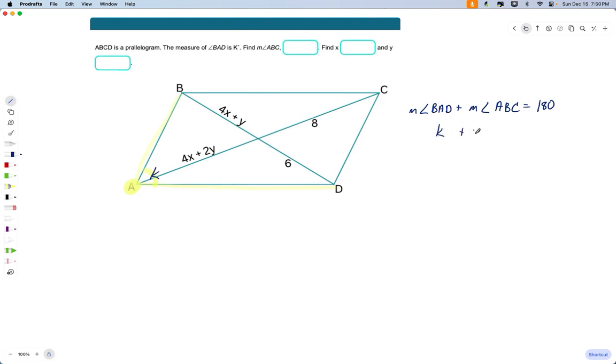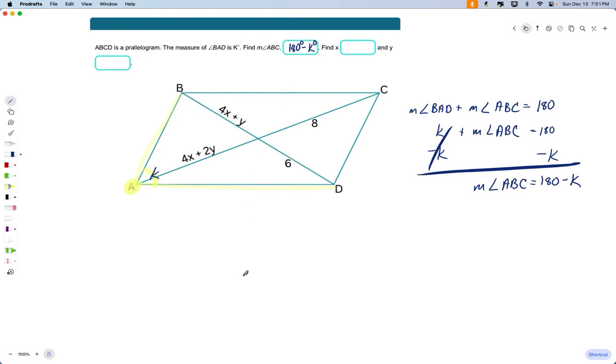So all we can do is take K from both sides. So the measure of angle ABC is 180 minus K. That's what you're going to put in here. 180 minus K. It's that easy. There's no way you can find a numerical solution to that. You're not getting enough information. So that is the answer to that first blank, 180 minus K. All right, so let's erase these little marks. I'm going to leave that up there.